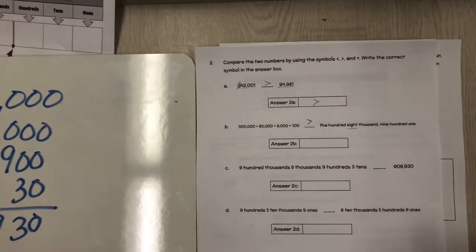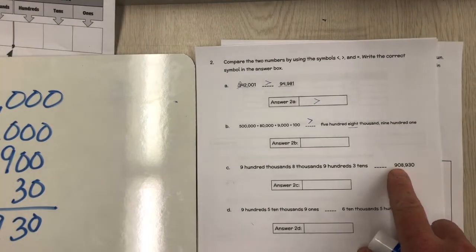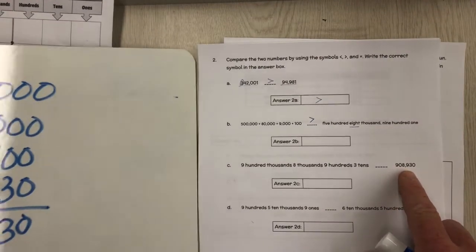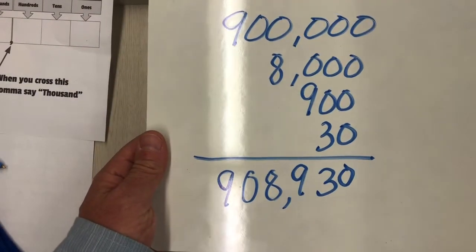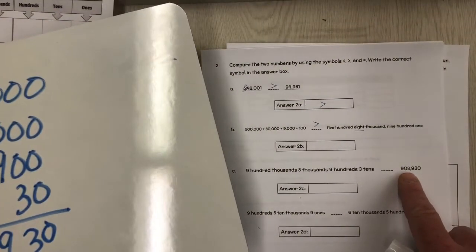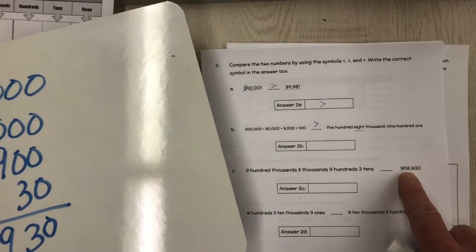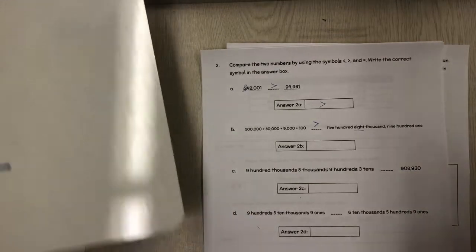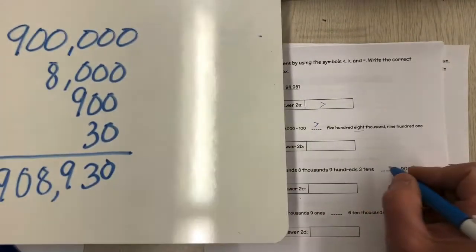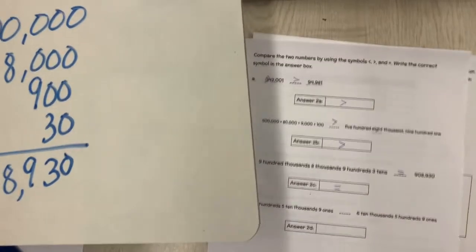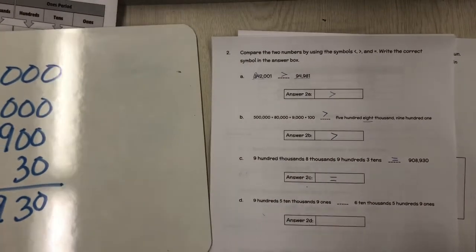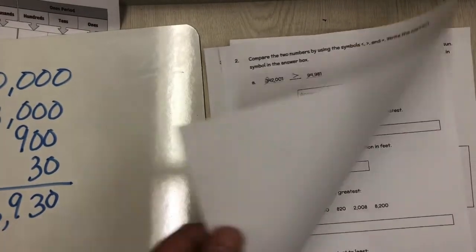Getting all banged up here. I've got 908,930. Wait a minute. 908,930. Guess what? That's our first equal one. We got an equal one. Nice. Oh, I got to do this up here. Equals. Perfect. Cool. All right, so the rest of this you're going to do on your own or with a teacher.